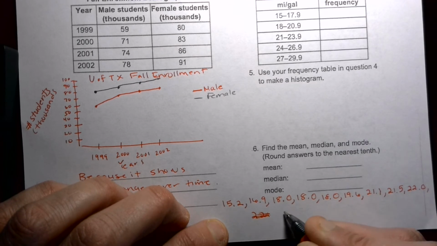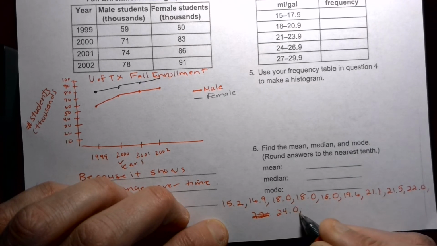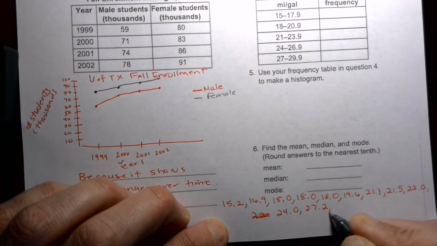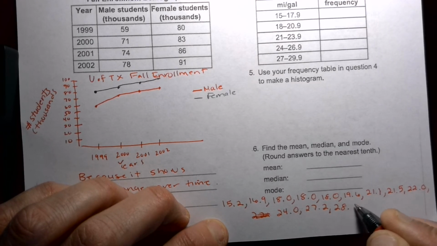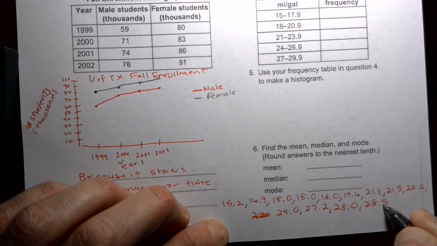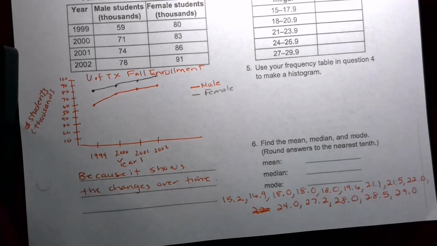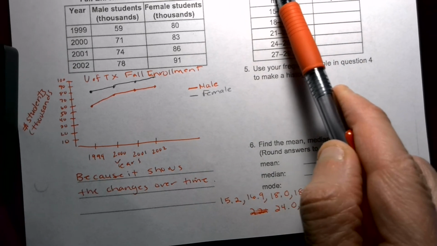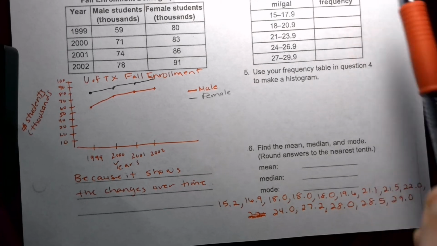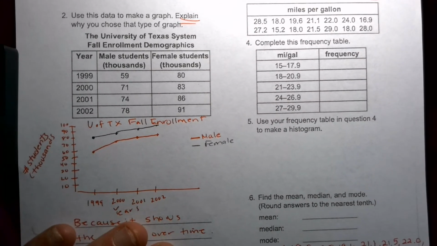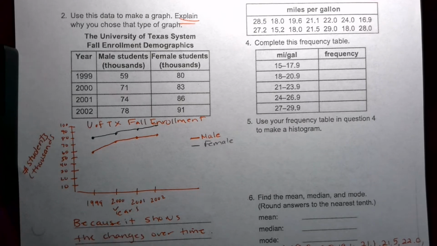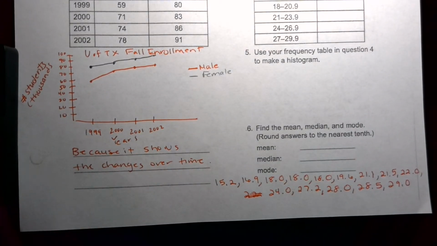Oopsie. Looks better when they're all in a long line, but it is what it is. So let's make sure I had 14 numbers. I was just counting them. 1, 2, 3, 4, 5, 6, 7, 8, 9, 10, 11, 12, 13, 14. Okay, I just like to count them and make sure I didn't miss any.